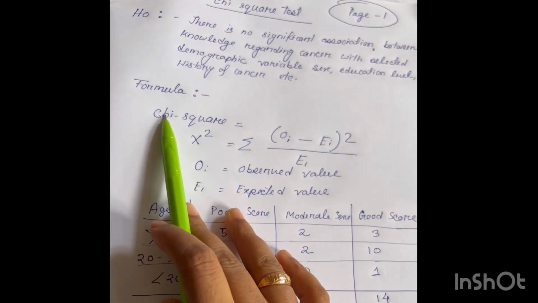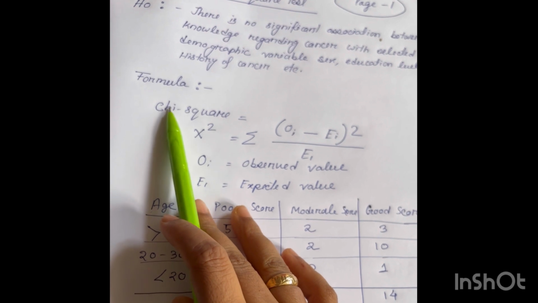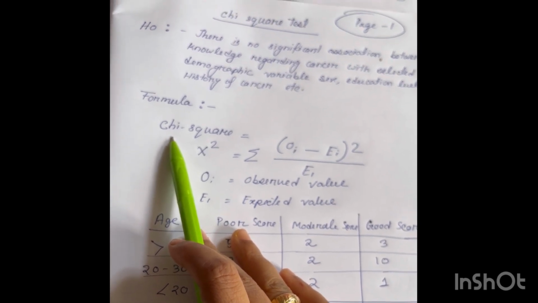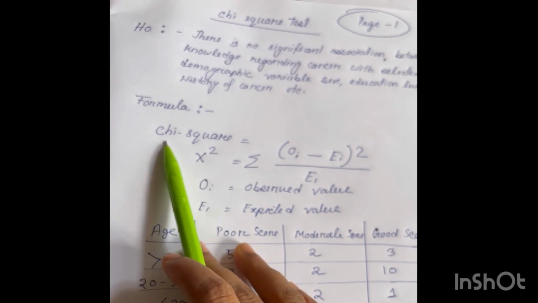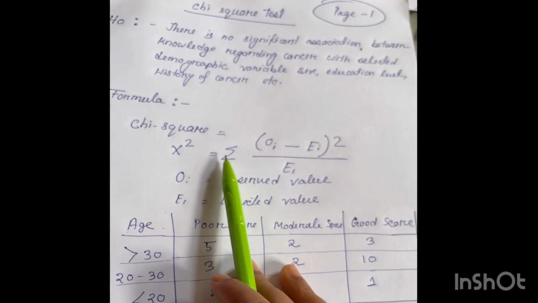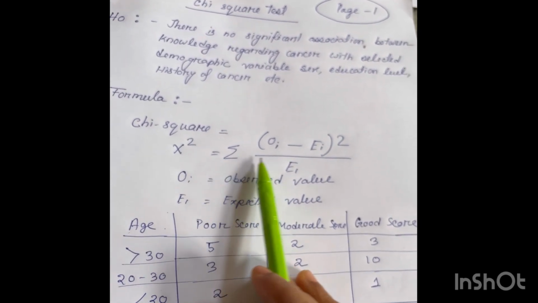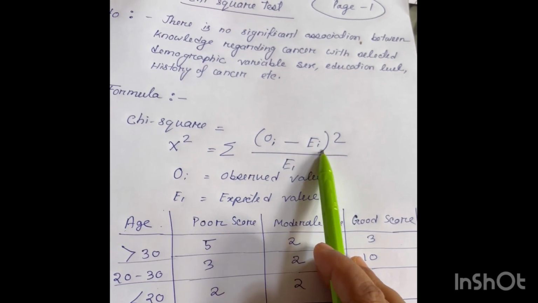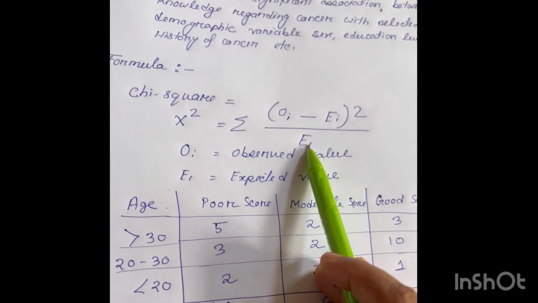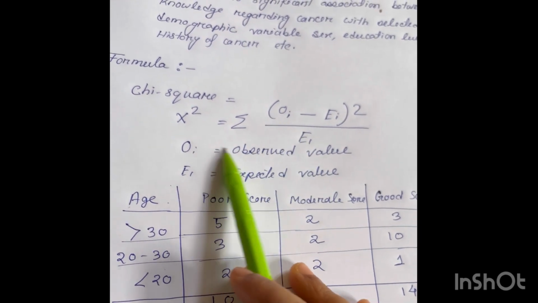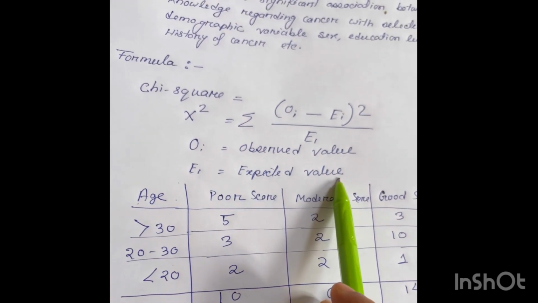For that, first of all, we have to learn the formula to check the chi-square. The formula is X square, which indicates chi-square equals the summation of observed value minus expected value, whole square, divided by expected value. O stands for observed value, E stands for expected value.